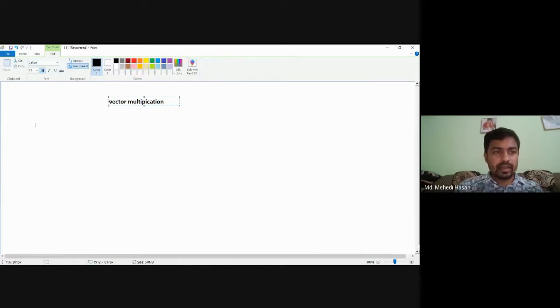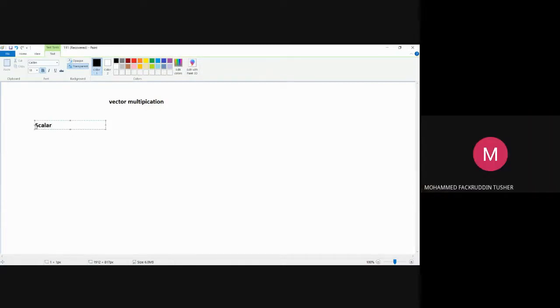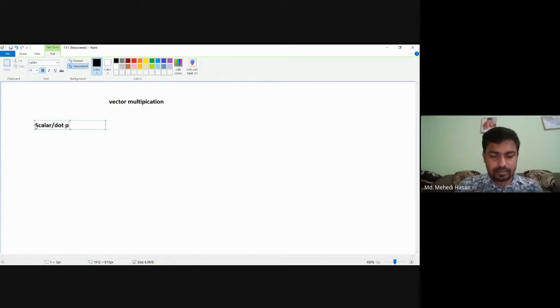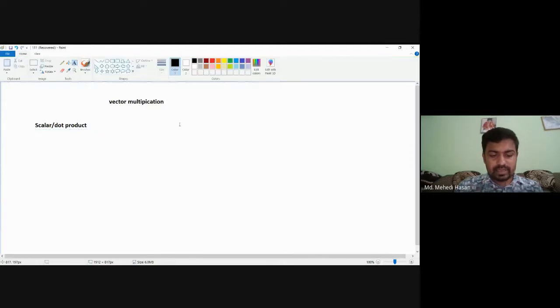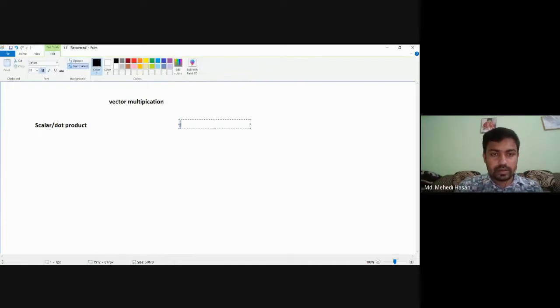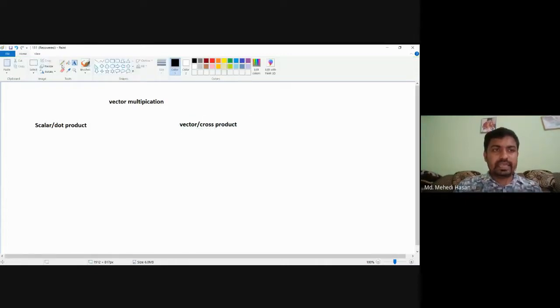In case of vector multiplication, there will be two types of multiplication. The first one is the scalar or dot product, and another is the vector or cross product. And if we try to write the formulas to find the dot product and cross product, you have to introduce two vectors.